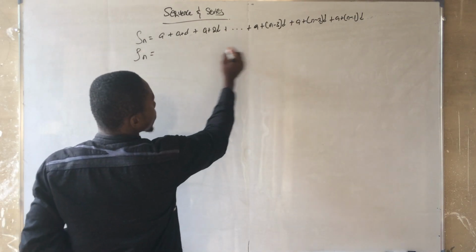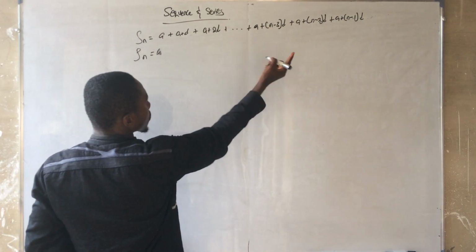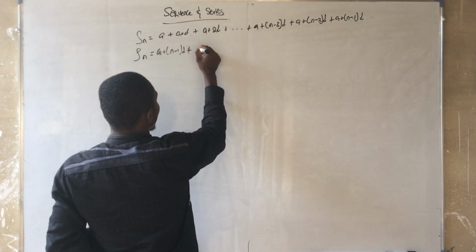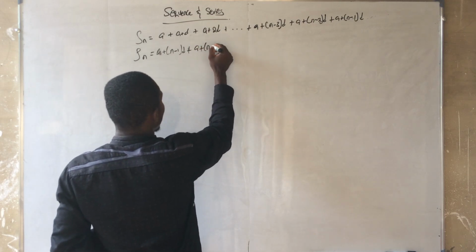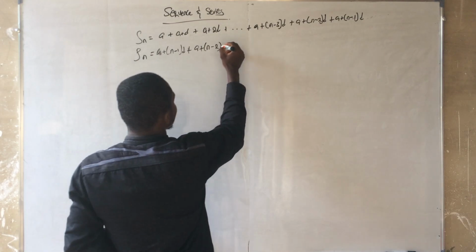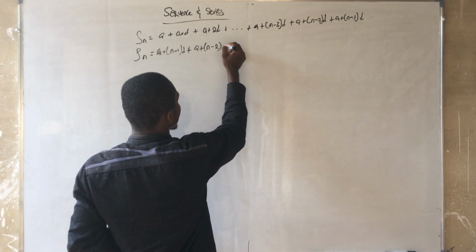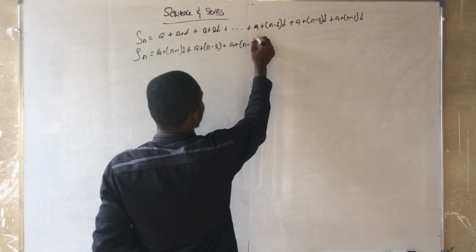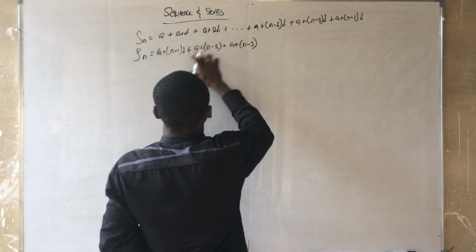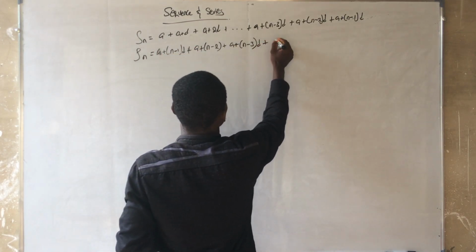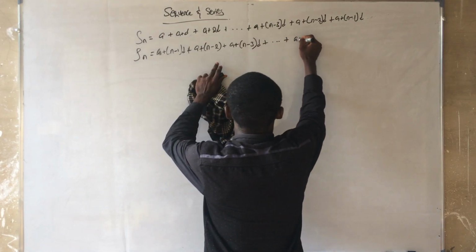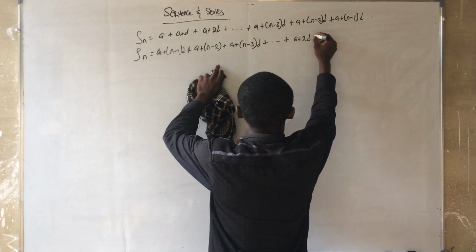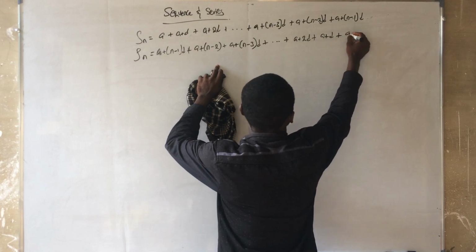So we're going to start from A plus (n minus 1)D plus A plus (n minus 2)D plus A plus (n minus 3)D, and so on, plus A plus 2D. We have A plus D, and plus A.